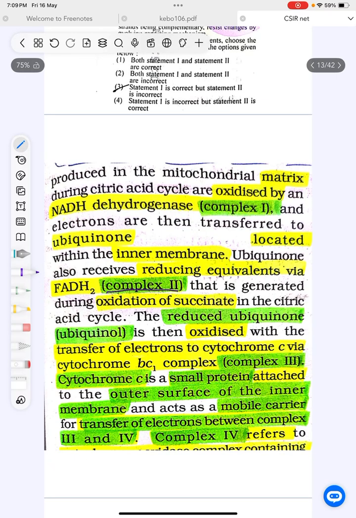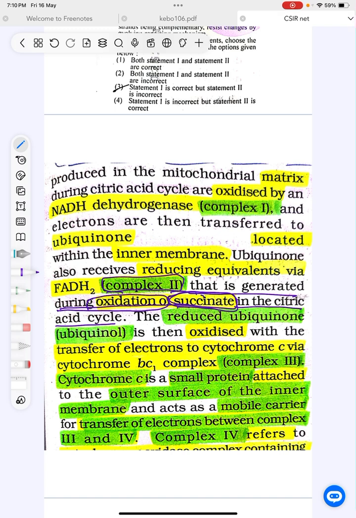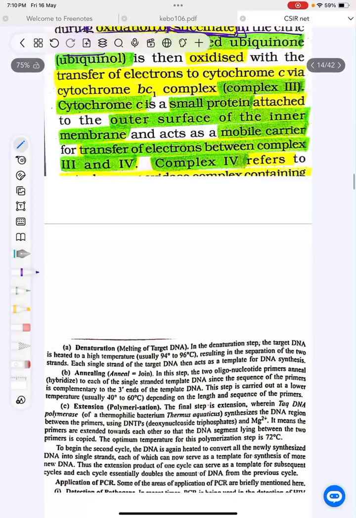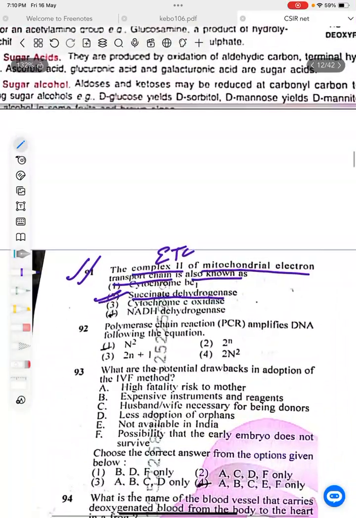So this is complex II, which is involved in the oxidation of succinate in the citric acid cycle. Succinate is involved, and the oxidation takes place here. The name is not given here, but it is called succinate dehydrogenase. In this, succinate is involved with the oxidation. So this question was very easy.